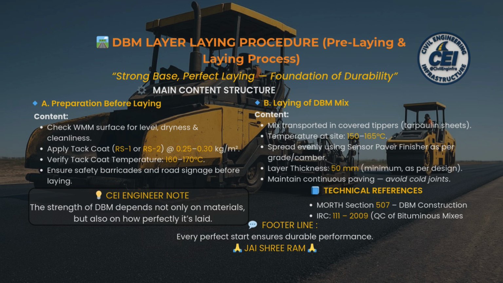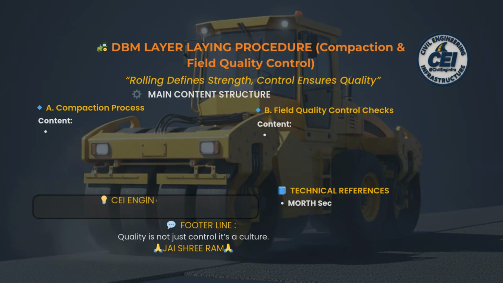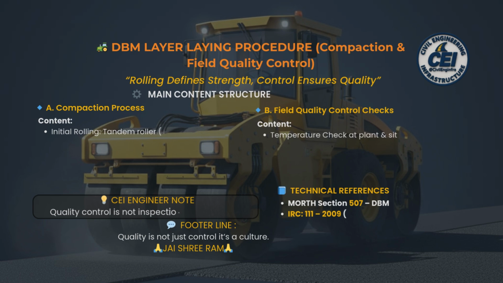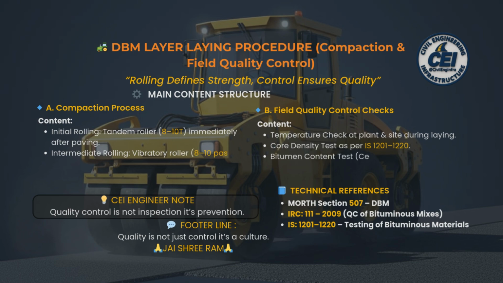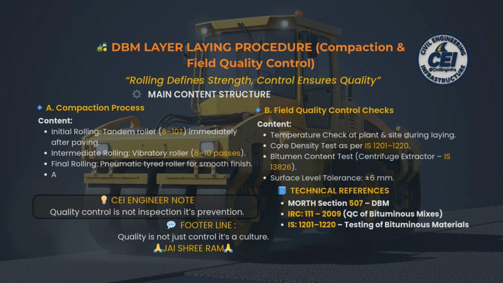Now comes the stage that defines true strength. Rolling defines strength, control ensures quality. A. Compaction process. Initial rolling, tandem roller 8-10T, immediately after paving. Intermediate rolling, vibratory roller, 8 to 10 passes. Final rolling, pneumatic tired roller for smooth finish.